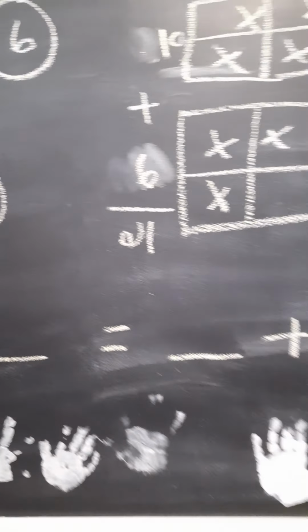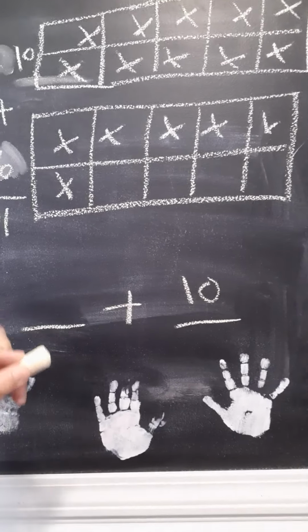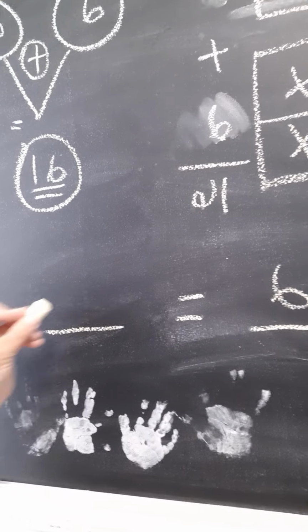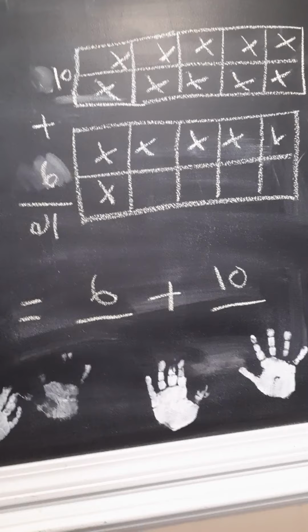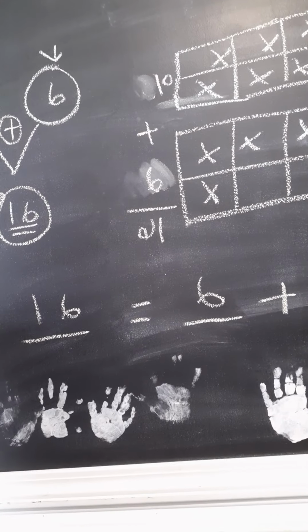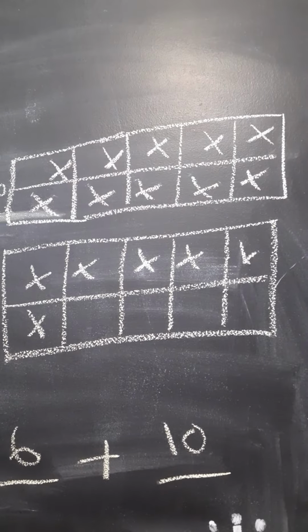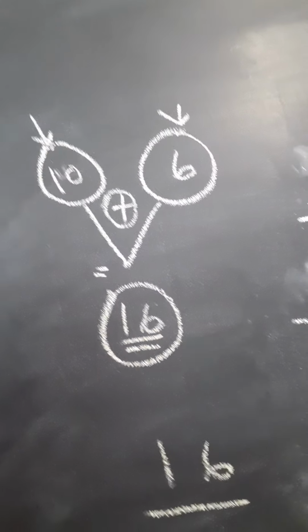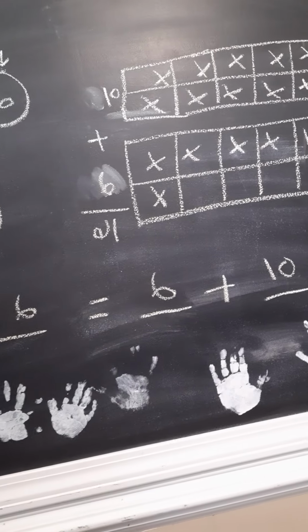And then if I wanted to write that in a number sentence, I would write 10 plus 6 equals 16. 10 plus 6 equals 16, okay? Same thing up here. Remember that our 10 frames, our number bonds, and our number sentence.